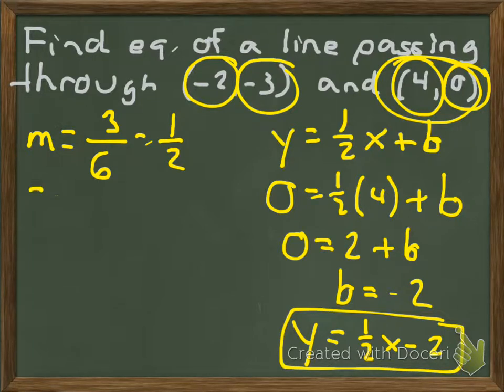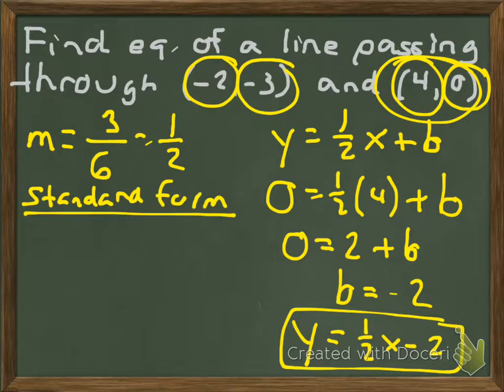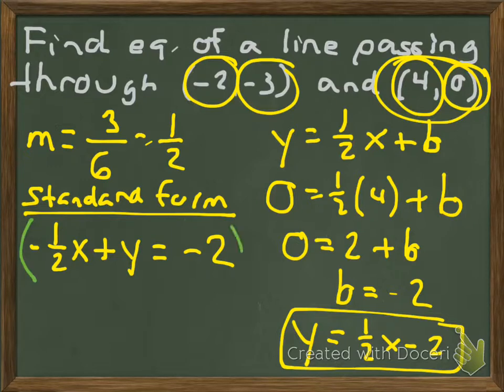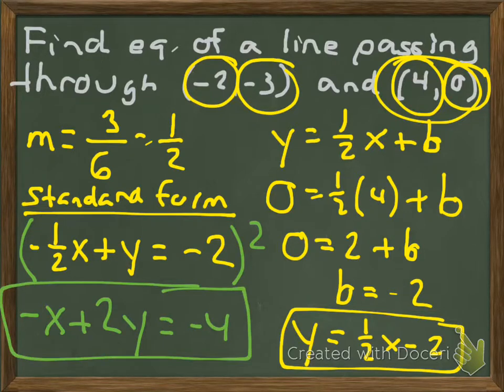What if I want to put it in standard form, though? So standard form is ax plus by equals c. I'm going to start by moving the 1/2 x over by subtracting it. -1/2 x plus y equals -2. And one small thing about standard form: a, b, and c all have to be integers. Can't have any fractions. The way I'm going to deal with that here is I will multiply both sides by the least common denominator, which is 2. So I have -x plus 2y equals -4. That is now in standard form, and I'm all set to go. So 3 examples on finding the equation of a line.